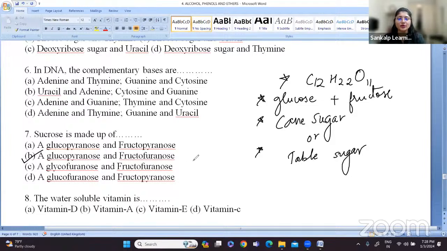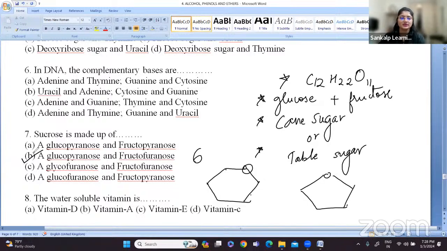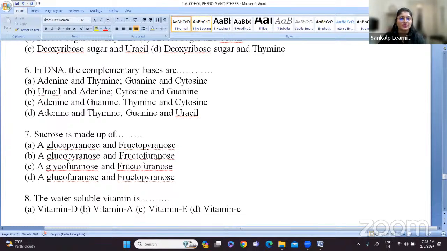So it is made up of a glucopyranose. Pyranose is a six-membered ring, and furanose is a five-membered ring. So this is a furanose ring, and your pyranose will be like this. Fine, this is the structure. Next one.